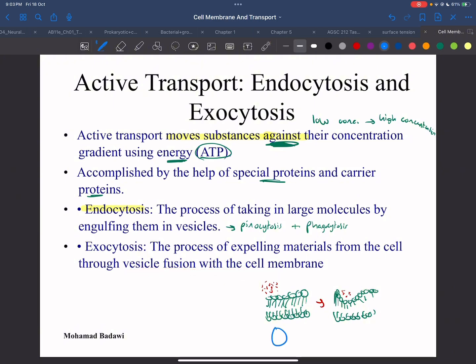I can have a vesicle that has certain molecules I want to expel. It comes in contact with the cell membrane. Once it comes in contact with the cell membrane, it's going to fuse with it. Once it fuses with it, it's going to expel its particles outside. And of course, this process also needs ATP in the form of energy. Why? Because it moves substances against their concentration gradient.